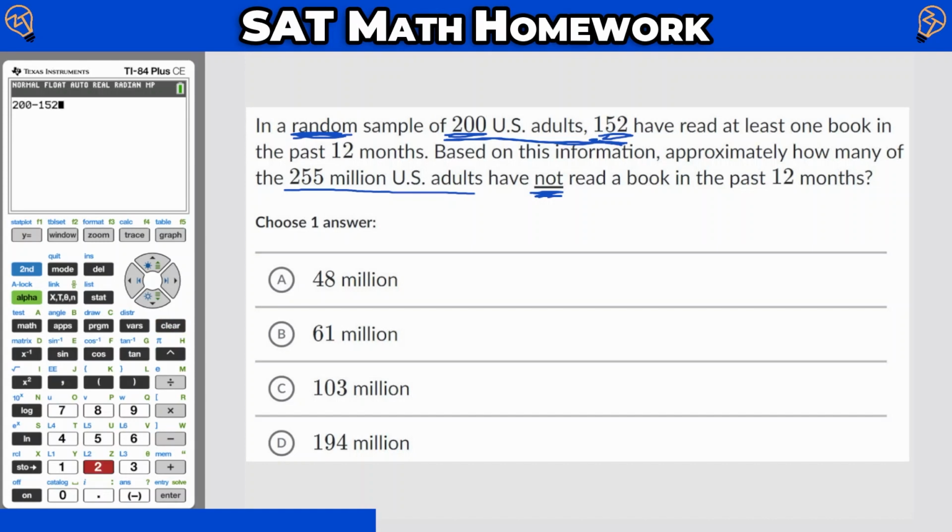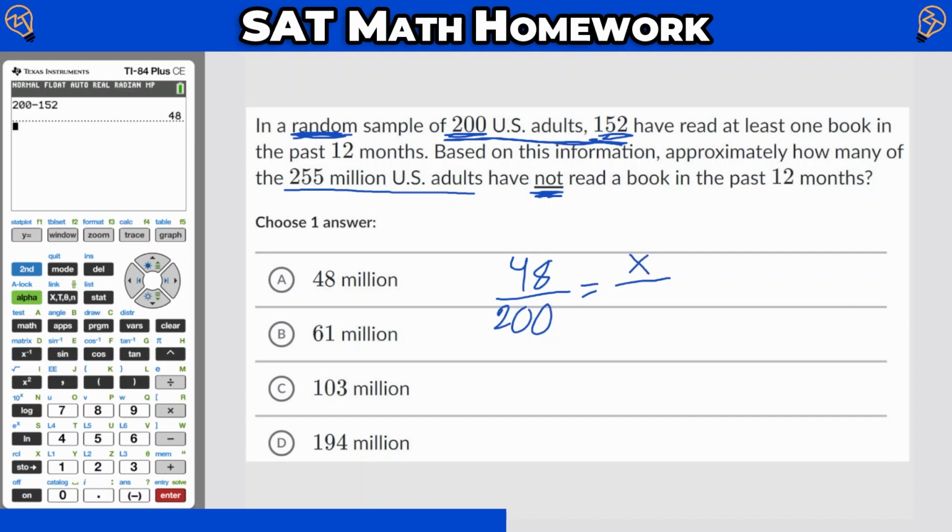So 200 minus 152. So we could say 48 out of 200 US adults did not read at least one book, which means that they have not read a book, right? Then we could extrapolate that to the overall population and say, well, how many of the 255 million, because notice the units essentially for the sample were just in single individuals, right? 48 people, not million. So we need to be accurate there and put the million with the 255.